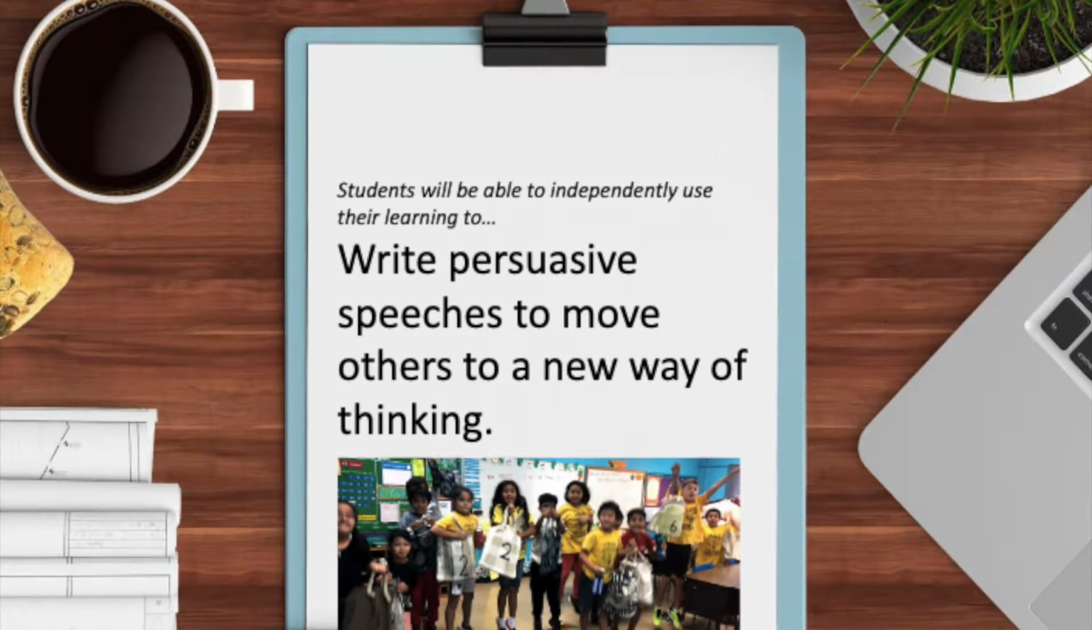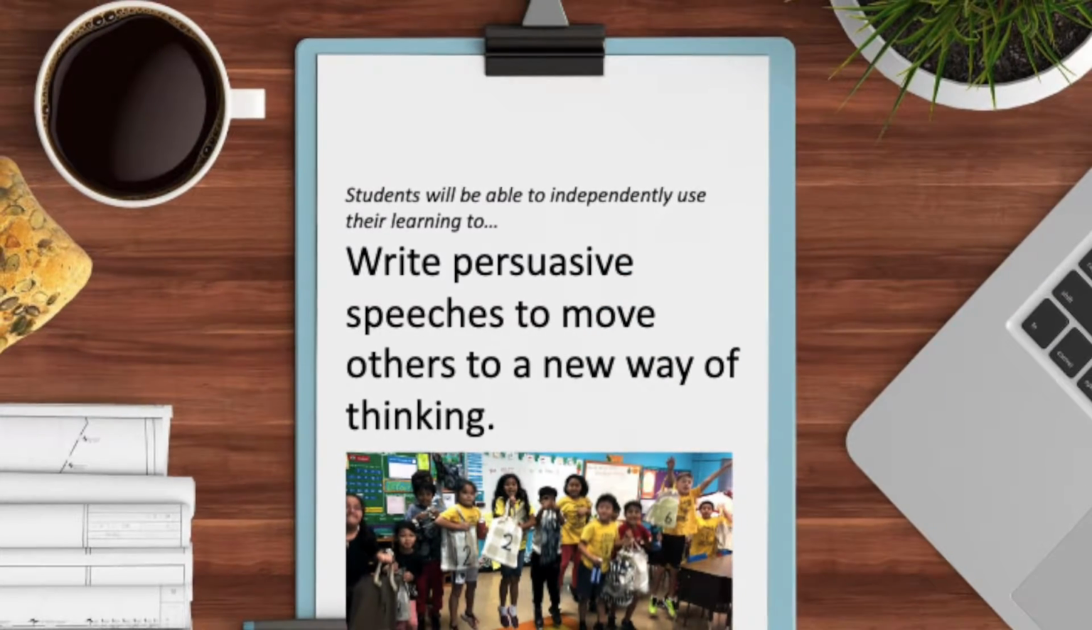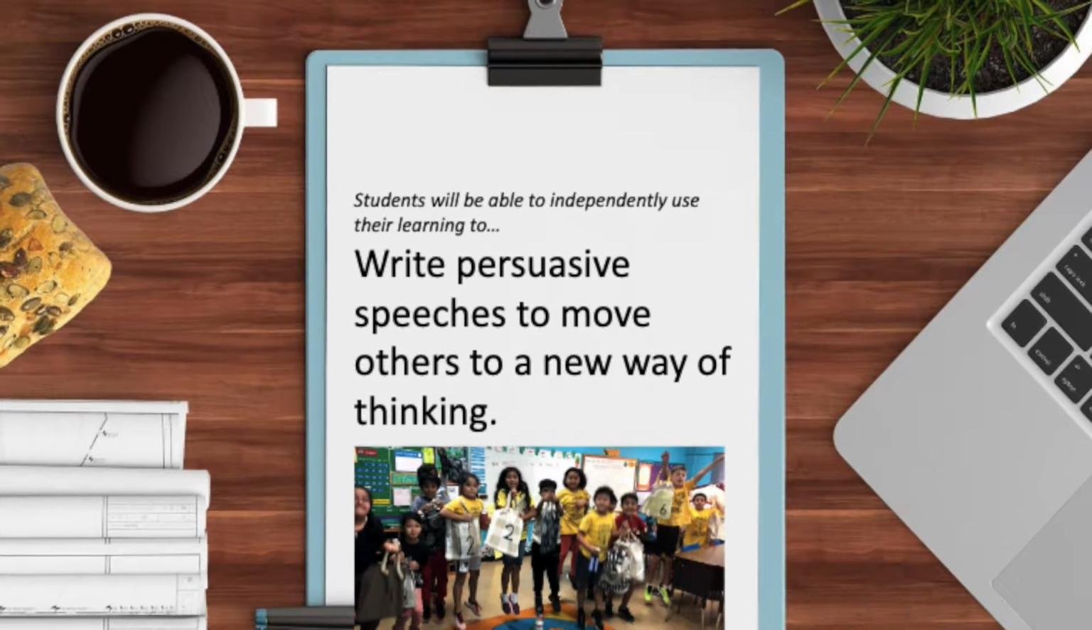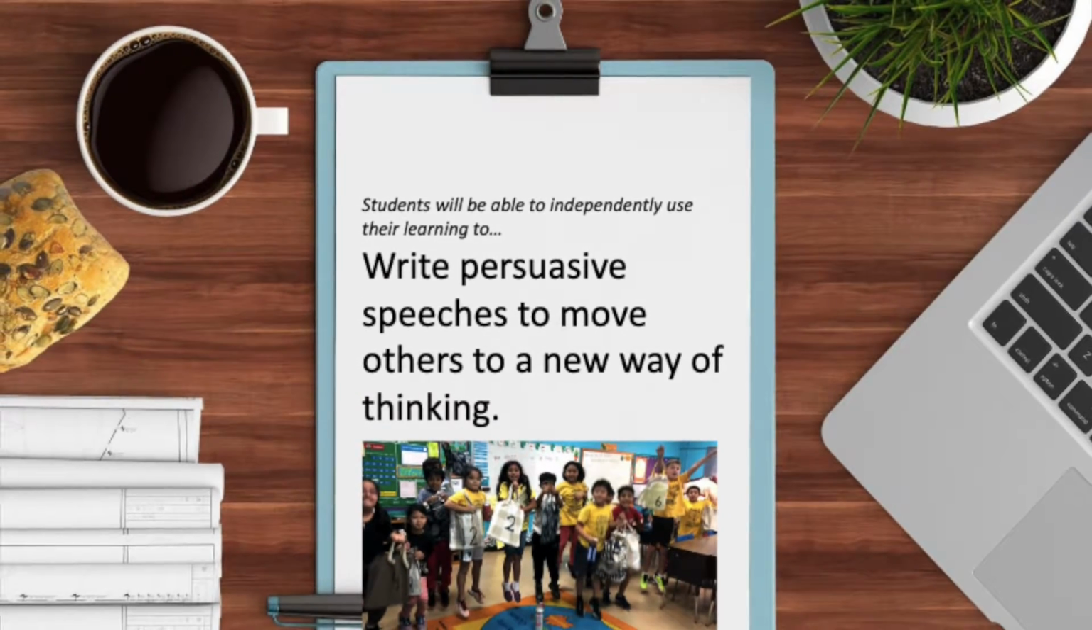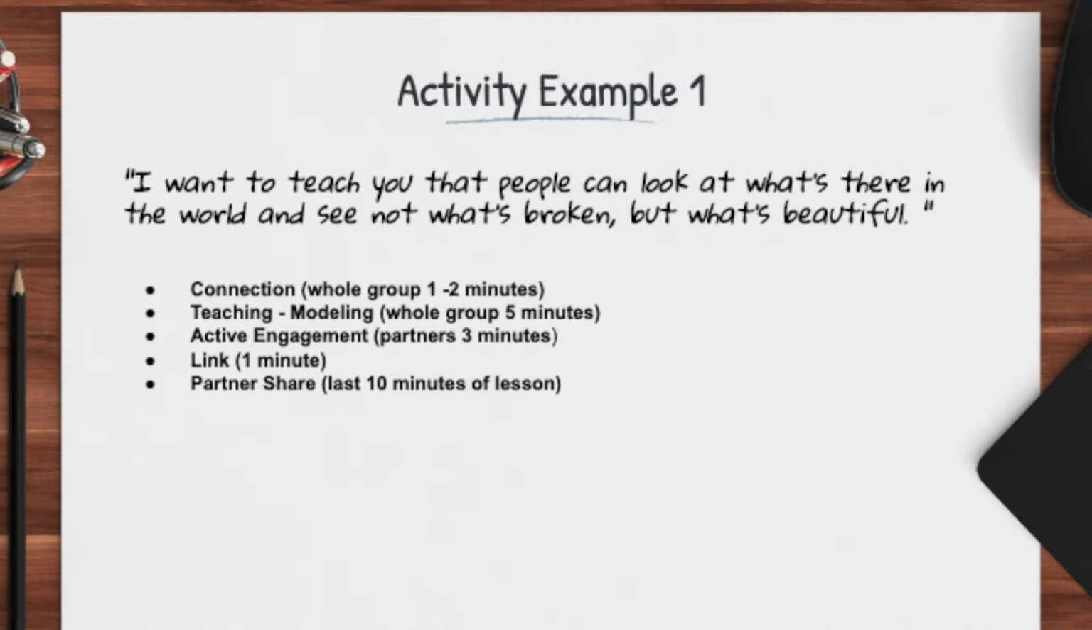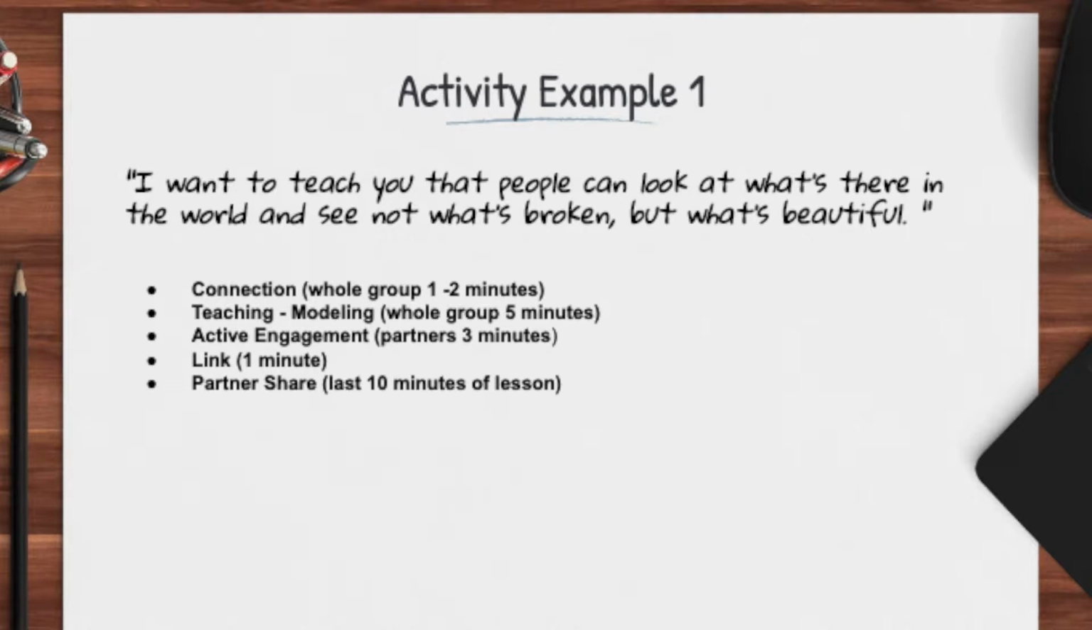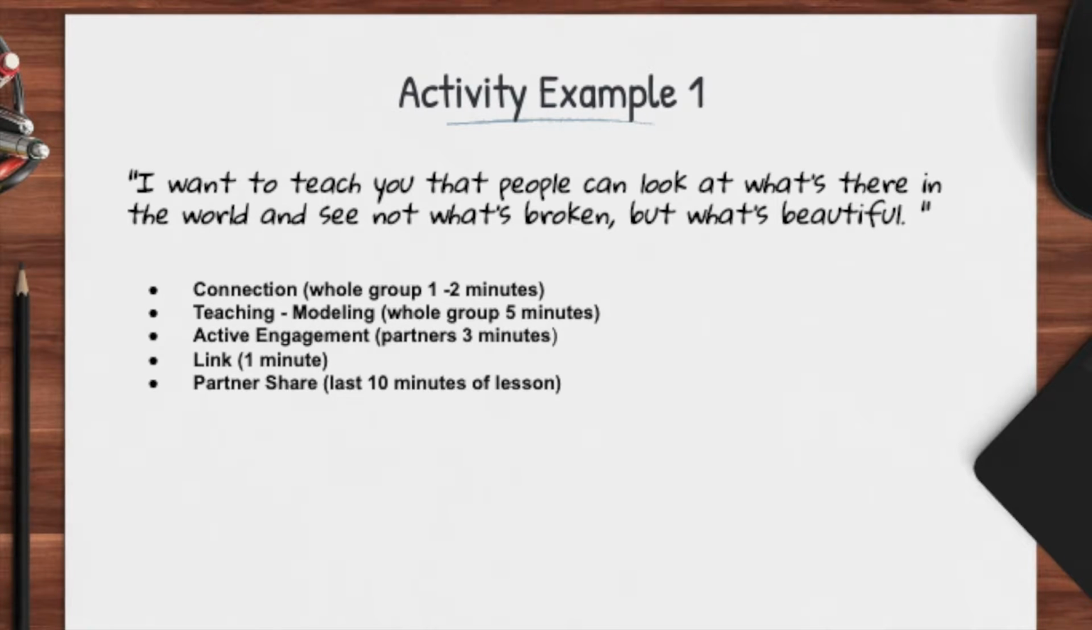Students will be able to independently use their learning to write persuasive speeches to move others to a new way of thinking. Activity 1. I always begin my mini lesson with a connection. Tell writers a story about a time someone you know said, "Look," and got others to pay attention to something wonderful. I want to teach you that people can look at what's there in the world and see not what's broken, but what's beautiful. And seeing beauty, celebrating beauty, making the world a better place.